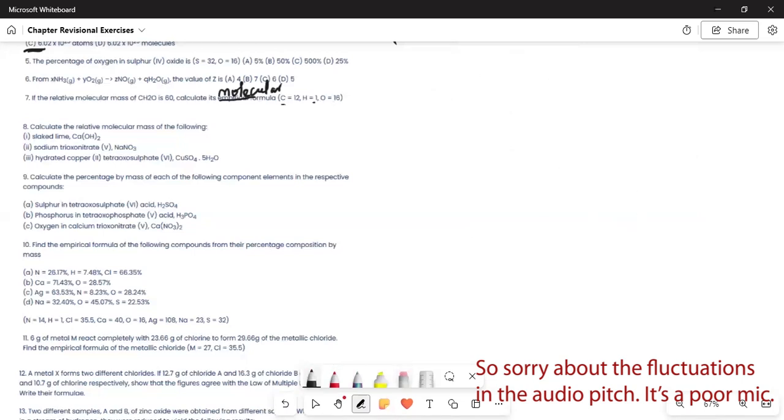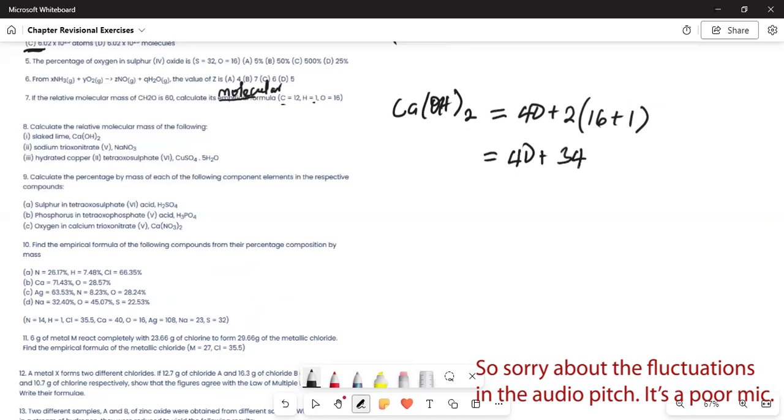Then question 8: calculate the relative molecular mass of the following. Slaked lime is Ca(OH)2, calcium hydroxide, and the relative atomic mass of calcium is not given, but we know it. Calcium is 40 plus oxygen is 16 and hydrogen 1, but the 2 here affects oxygen and hydrogen. It's a group here. So the 2 outside the parentheses affects everything inside the parentheses. So let me place the 2 in front. Then oxygen is 16 plus hydrogen 1. This will be 40 plus 16 plus 1 is 17. Then 17 times 2 is 34. 40 plus 34 is 74. So the relative molecular mass of slaked lime is 74. Relative does not have a unit. Anything relative does not have a unit. That's why we're not putting a unit.